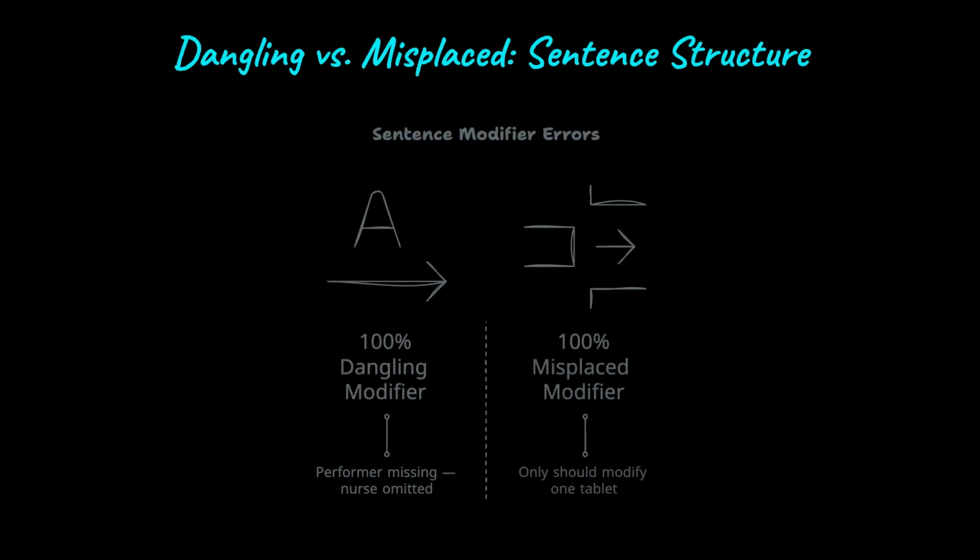In a dangling modifier, the introductory phrase has no logical subject to attach to. The performer has been pushed out of the subject position. In a misplaced modifier, the word is present but in the wrong spot, so it restricts the wrong part of the sentence. To fix any modifier error, first ask who is actually performing the introductory action. For a dangling modifier, rewrite the main clause to promote that performer to subject. For a misplaced modifier, simply move the modifier, like only or just, so it sits directly next to the word it is meant to restrict.